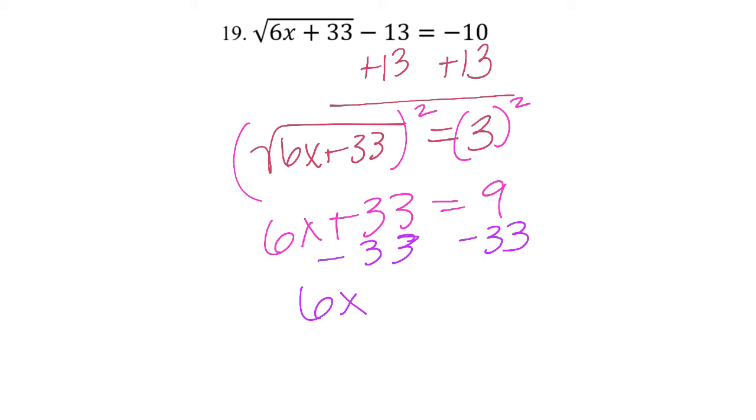So then we have, hopefully you understood what I did. I added 13 to each side, and then I squared each side to get rid of the radical. 3 squared is 9 minus the 33. So then it's negative 24, and then 6x. So divide, oops, I don't know what I was trying. Divide by 6, x equals negative 4.